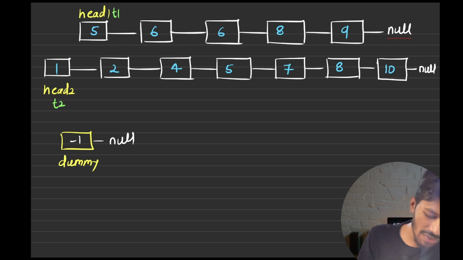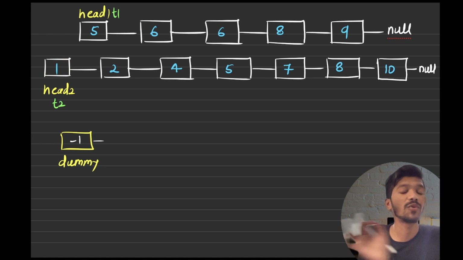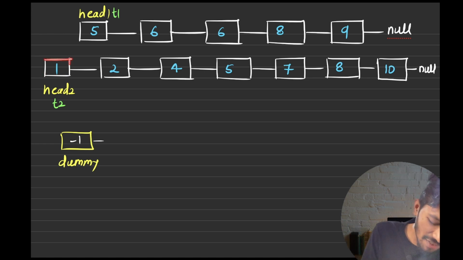Now what I will do is simply take the whole node. See, I am not creating a new node, I am simply taking this whole node itself. So what I will do is, to the next of the dummy node I will simply put the 1 over here. Sorry, not -1.